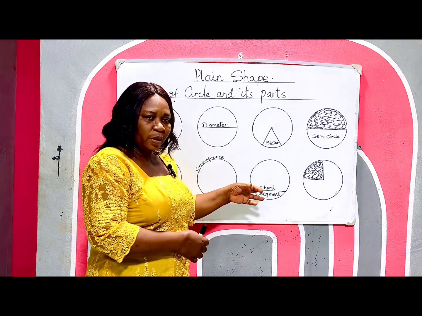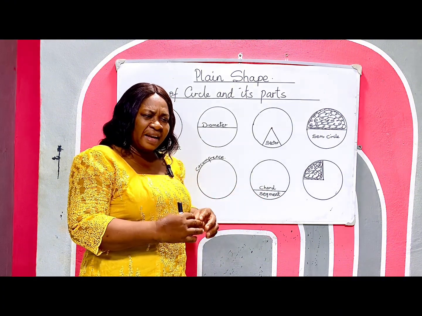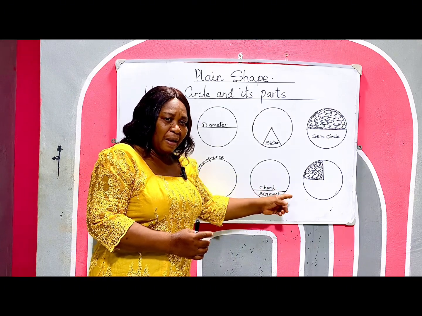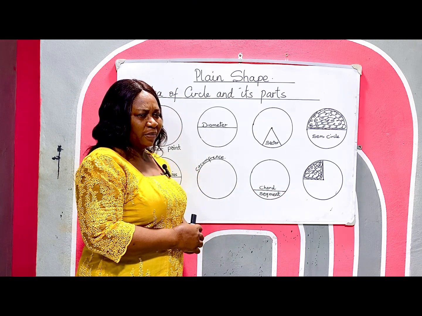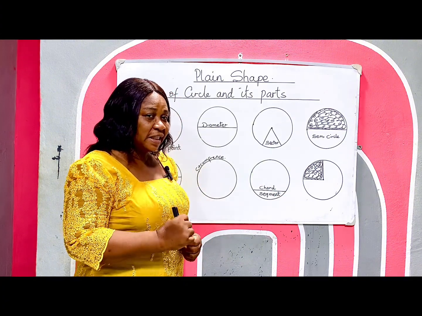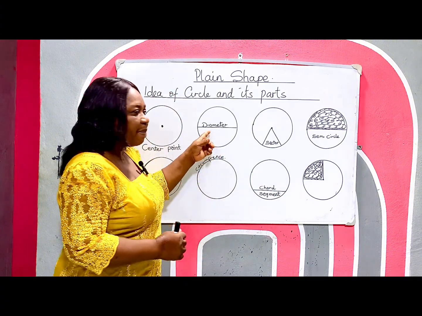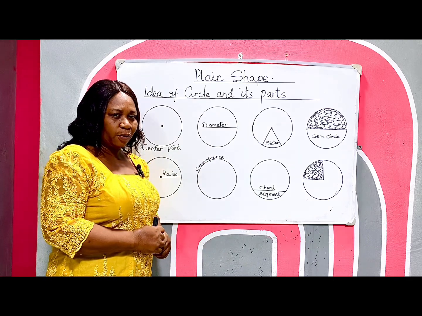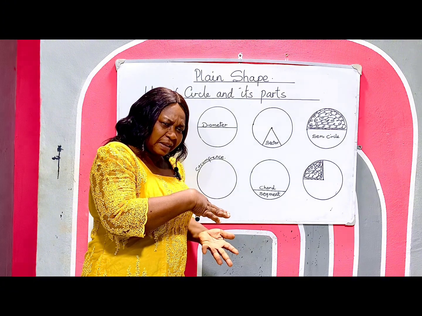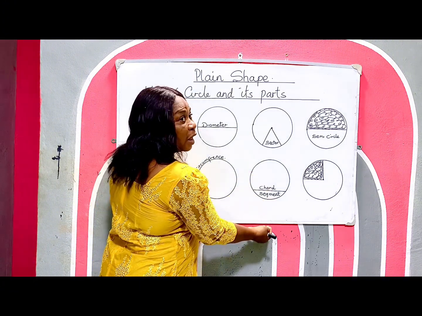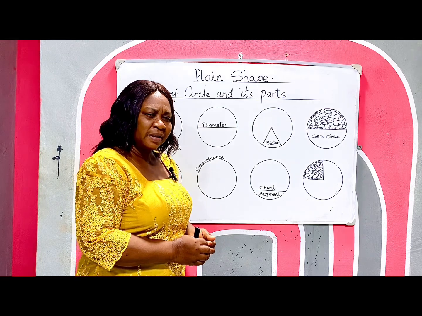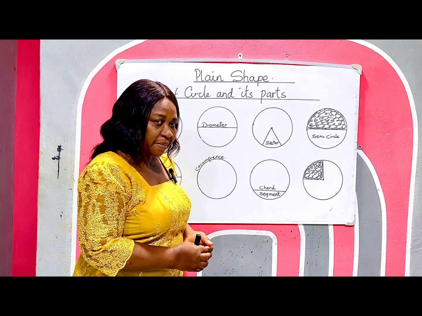Okay, a chord. A chord is a line that touches the circumference, but it does not divide the circle into two, unlike the diameter that divides it into two. We call it a chord. Then the space in between the chord and the circumference, inside here, we call the segment.